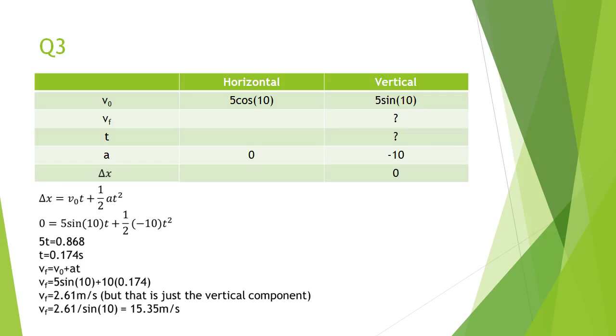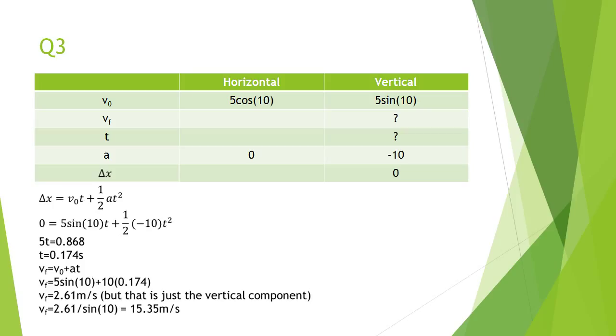We don't know the final velocity. That's what we need to find out. We also don't know the time. However, we do know the acceleration for both directions, because the horizontal acceleration is 0, and the only acceleration for vertical is gravity, and it's going downwards, so it's minus 10.